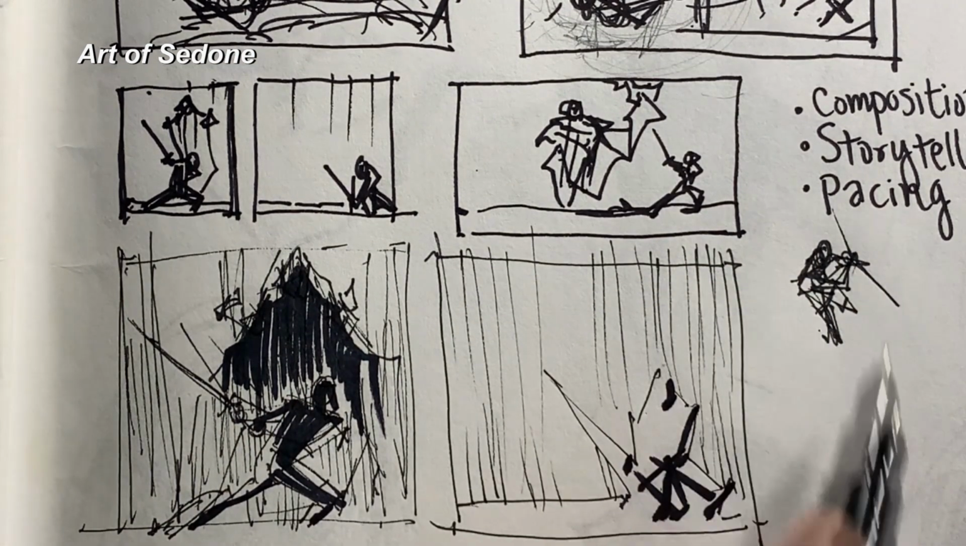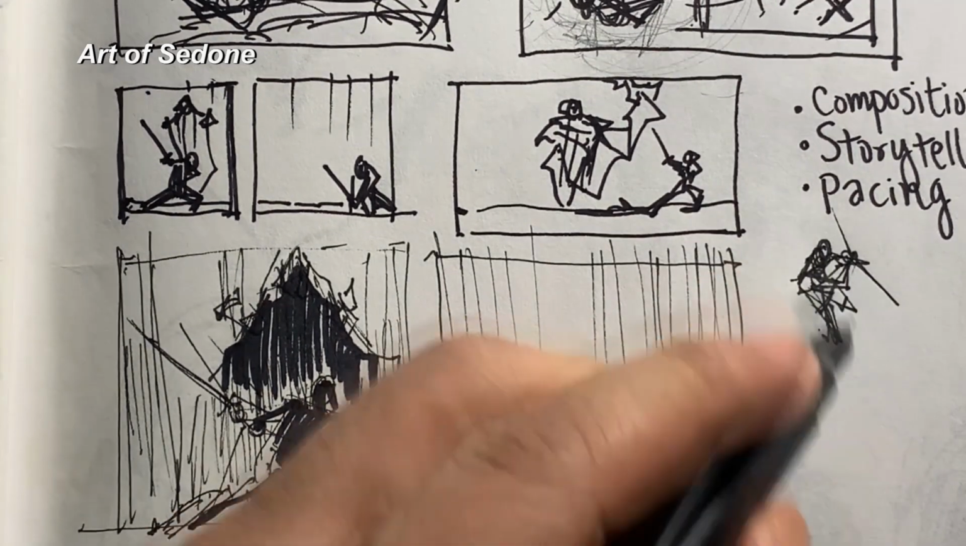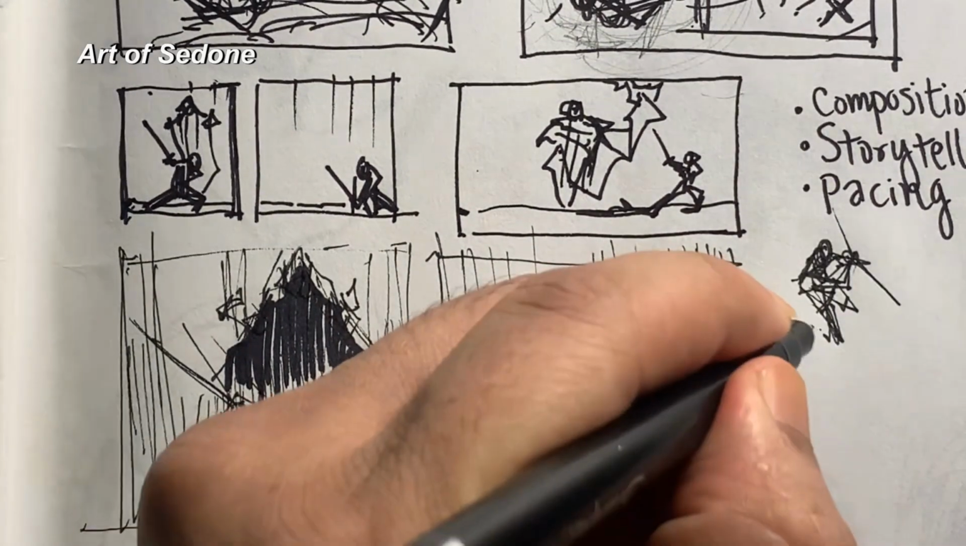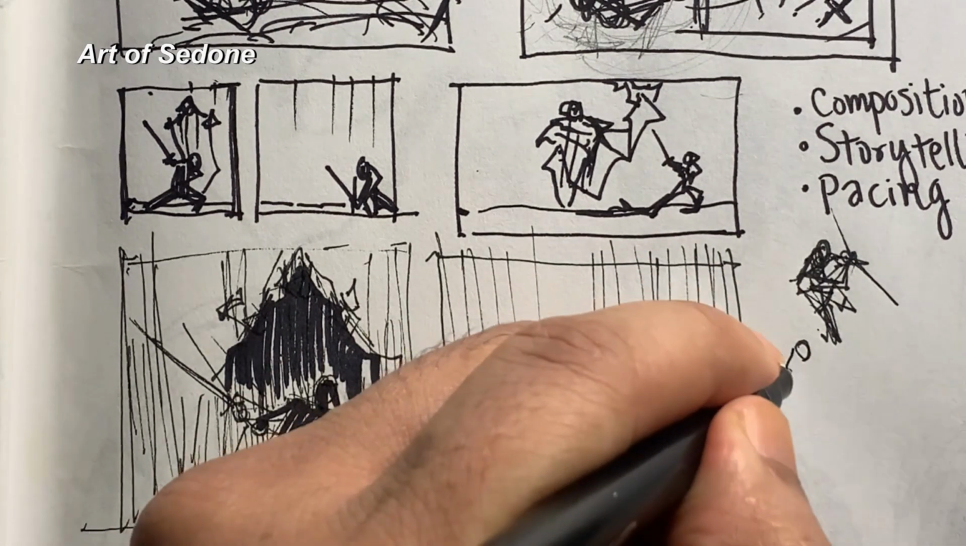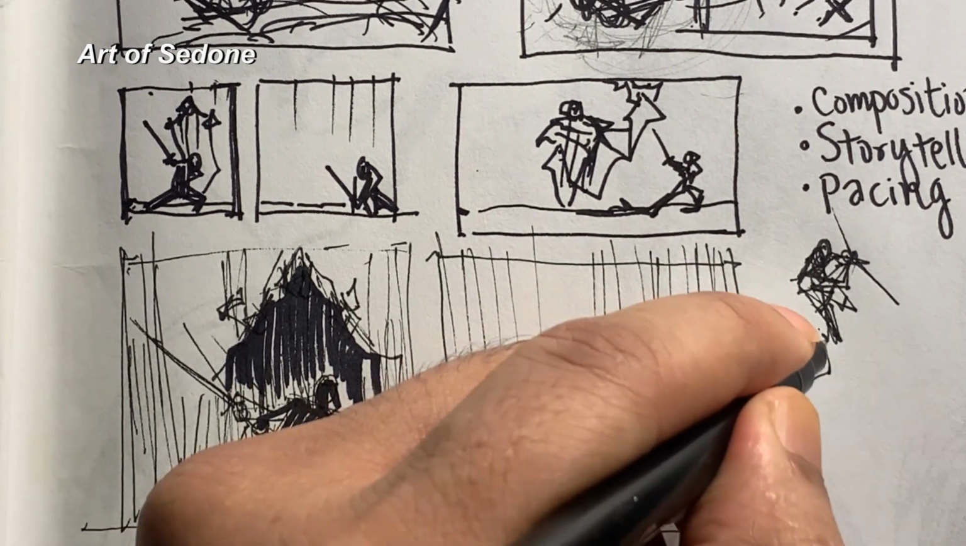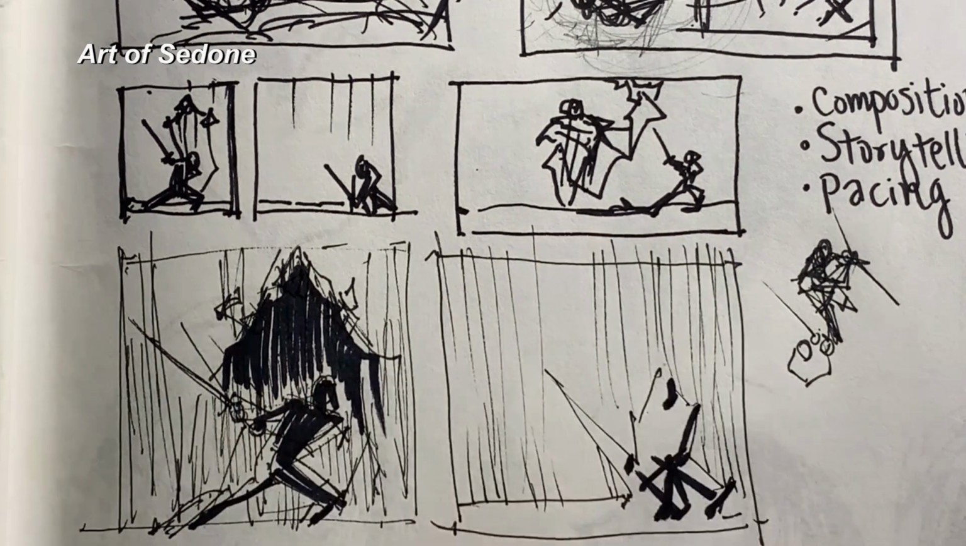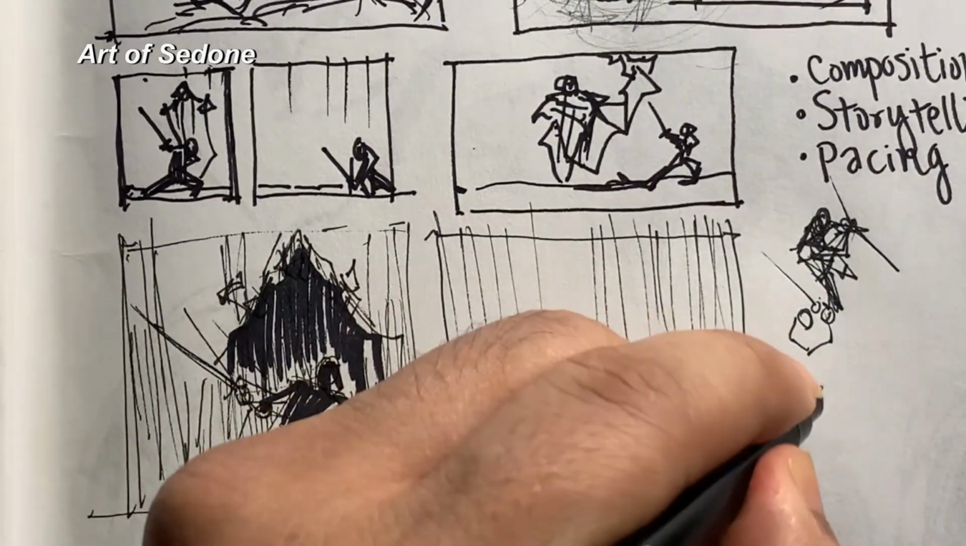So let's say I have some scribble doodling, and this is how I would doodle anyway. Then you can make it into something.